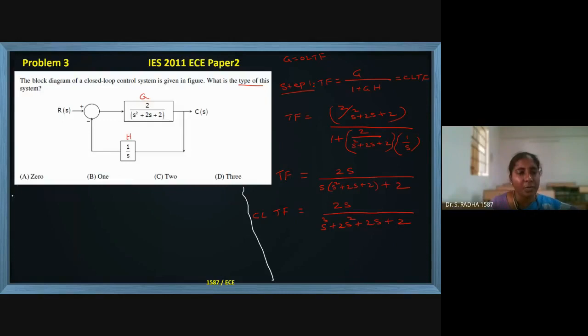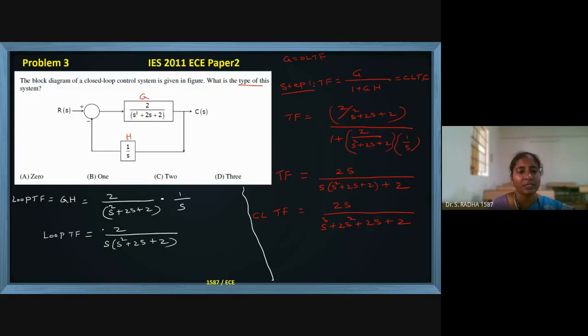Generally, we will have a loop transfer function, which is G into H. If we multiply G into H here, what will happen? S square plus 2S plus 2 into H, G into H. So we are having 2 by S into S square plus 2S plus 2. This is our loop transfer function, which is G into H. All these are not part of our solution; they are just for understanding.